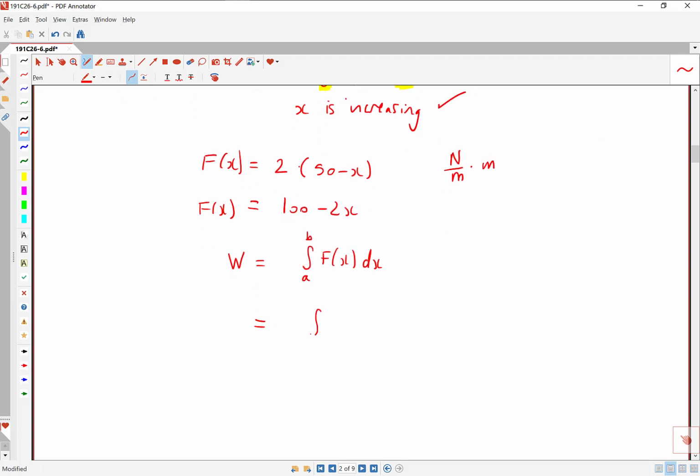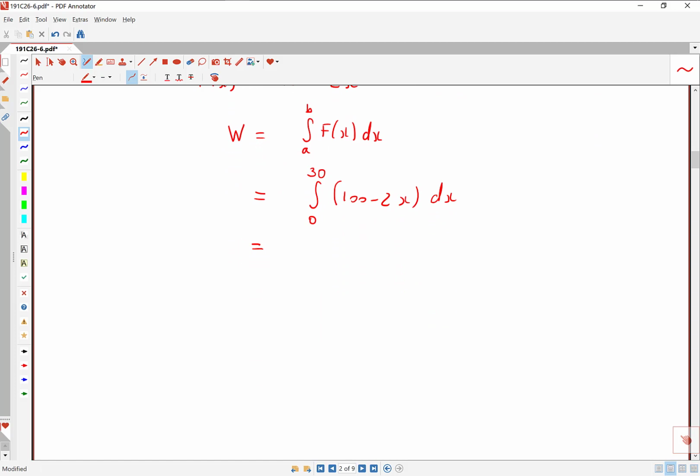We said that the x values in this problem are ranging from 0 to 30. So that represents starting when the chain is not wound up at all, finishing when you've got 30 meters wound up. What we're integrating, this force function, 100 minus 2x, integrate that with respect to x. And this will give us the total work done over the course of the problem.